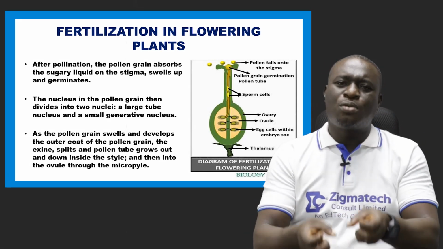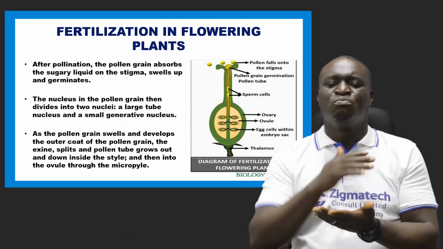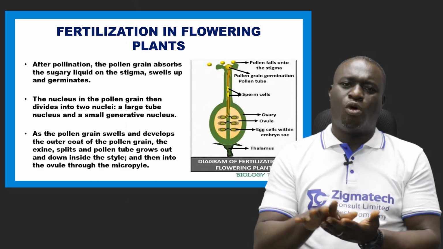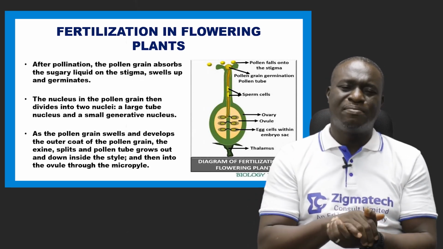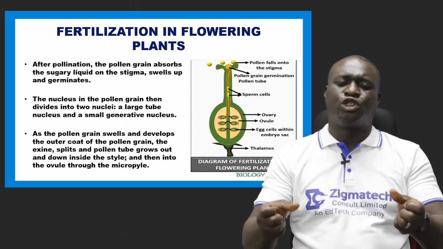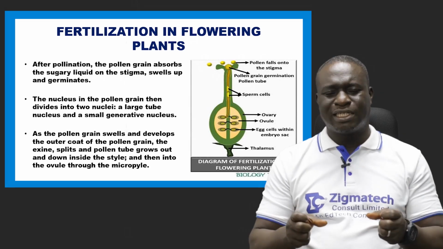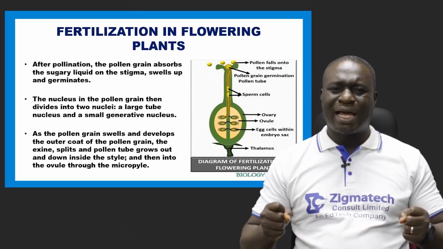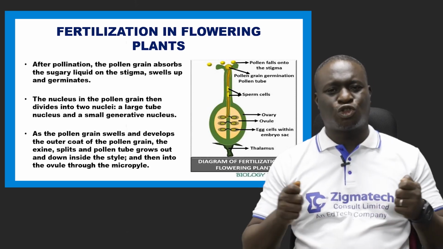If pollination is successful, the pollen grain that has landed on a mature stigma absorbs sugary liquids on the stigma. Once these pollen grains land on the mature stigma, they begin to absorb these sugary liquids. And as it absorbs them, it begins to swell and also germinate.